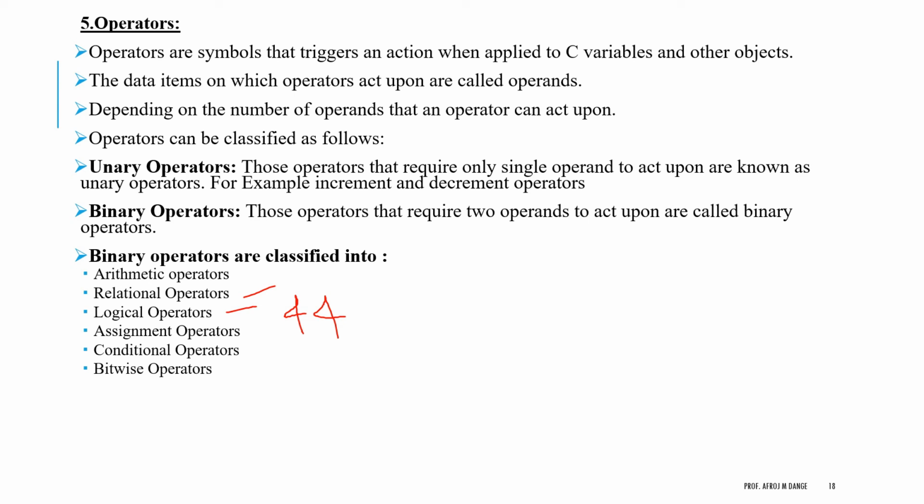Assignment operators. Assignment operators are used to assign a value to a variable. The left side operand of the assignment operator is a variable and the right side operand is a value. The value on the right side must be of the same data type as the variable on the left side, otherwise the compiler will raise an error. We will discuss this in detail later on.